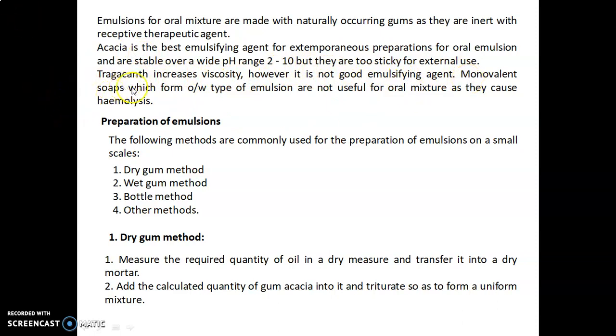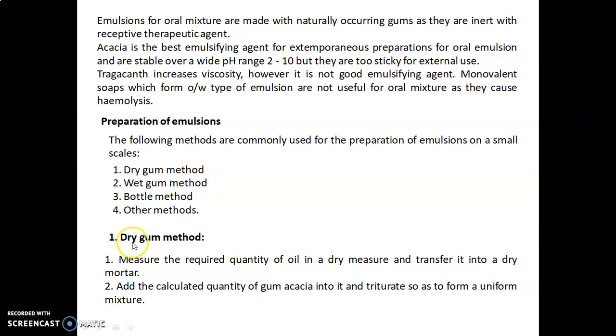The monovalent soaps form O/W, that is oil in water type of emulsion, in which oil is the internal phase while water acts as the external phase. This O/W type of emulsion is not useful for oral mixtures as they cause hemolysis. Preparation of emulsions. The following methods are commonly used for the preparation of emulsions on a small scale: dry gum method, wet gum method, bottle method, and other methods.